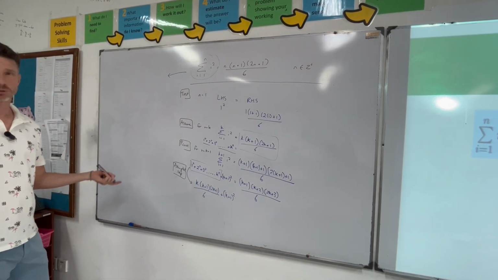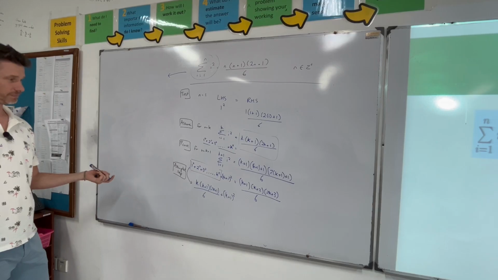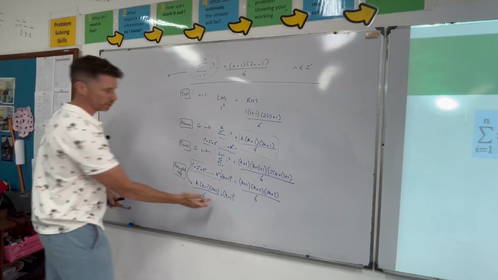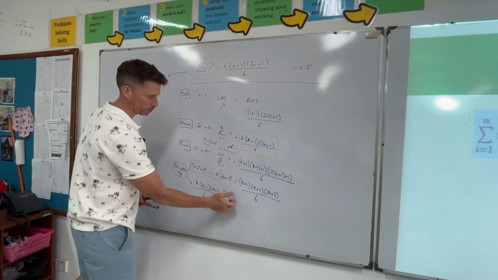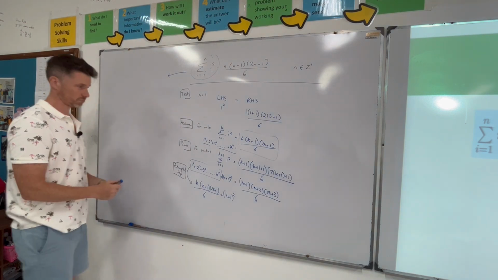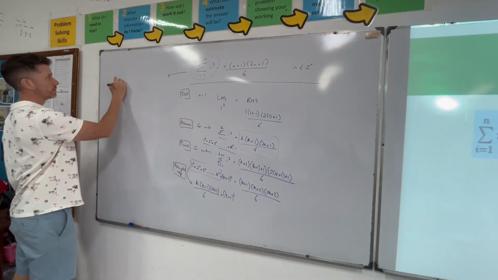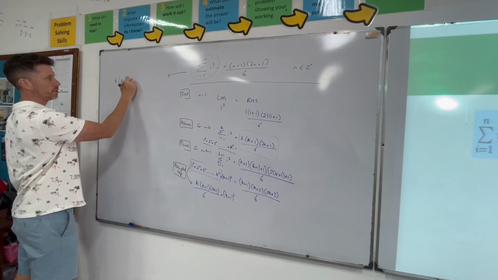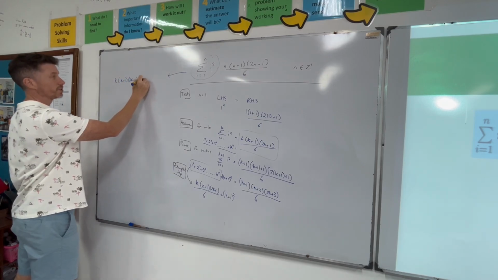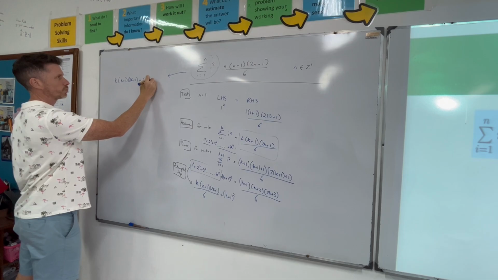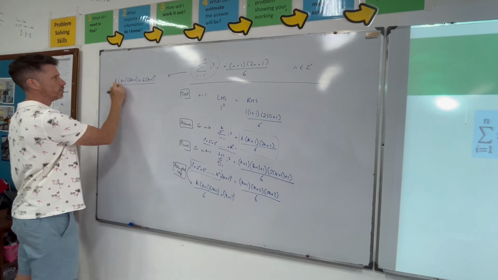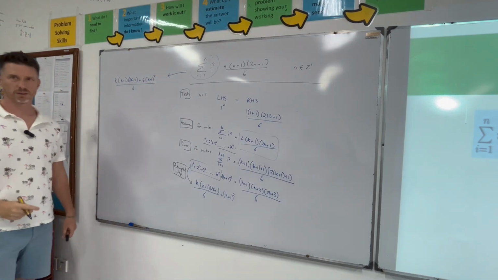I see a fraction, so I'm just going to use a common denominator. 6. I'm going to write this over, so this is going to be 6 times k plus 1 squared over 6. Add the fractions. Okay, so here I have k plus 1, 2k plus 1, plus 6 times k plus 1 squared, and now that's all over 6. Are we happy with that?